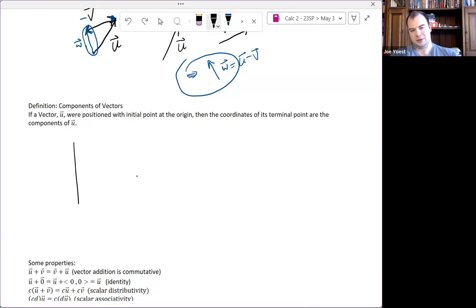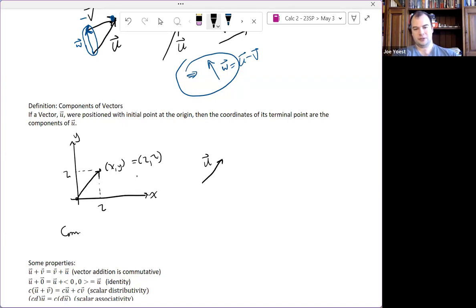So in other words, I'll do this in 2D. If I have a vector u bar like this, if I put the initial point at the origin, and maybe the terminal point ends up at (2, 2), then I'd say the components of u bar are 2 and 2, or typically I would just say u bar equals, with angle brackets, 2, 2.